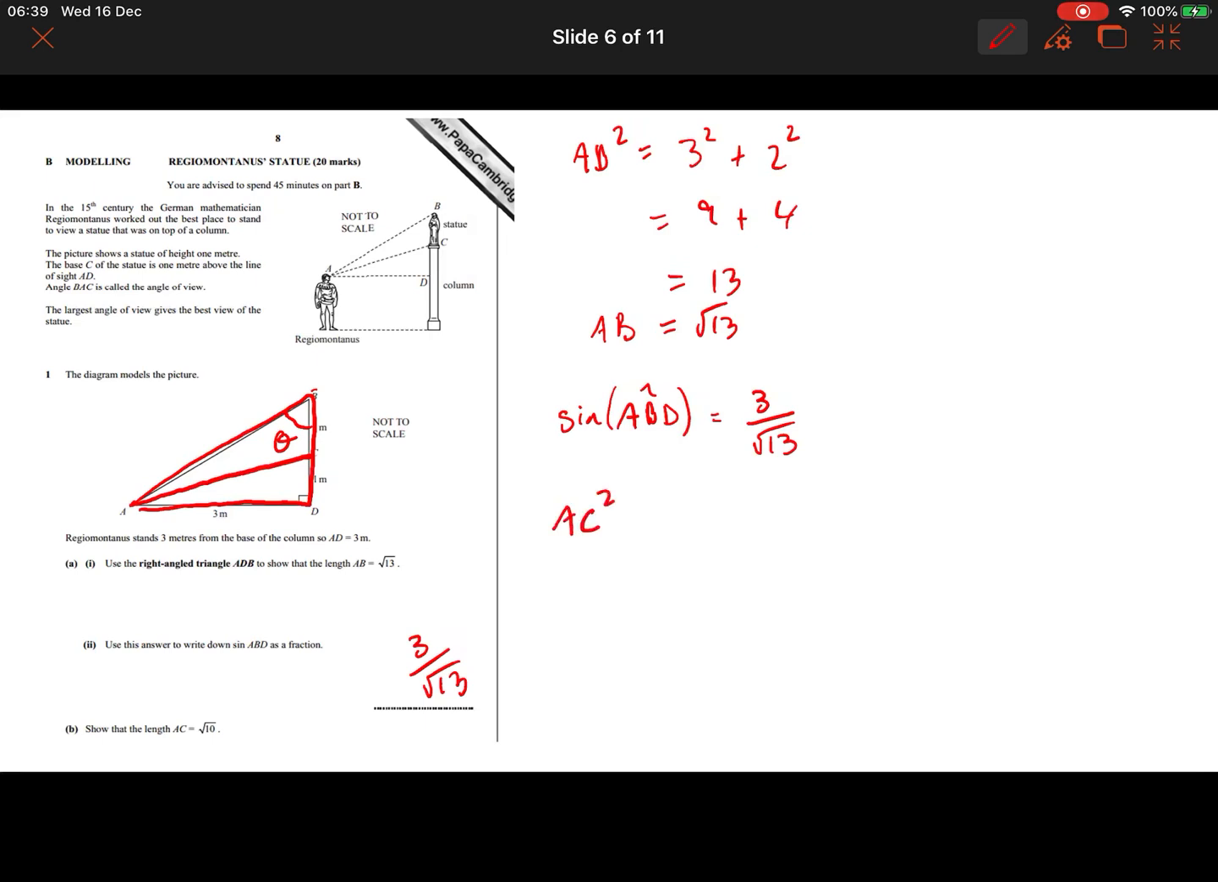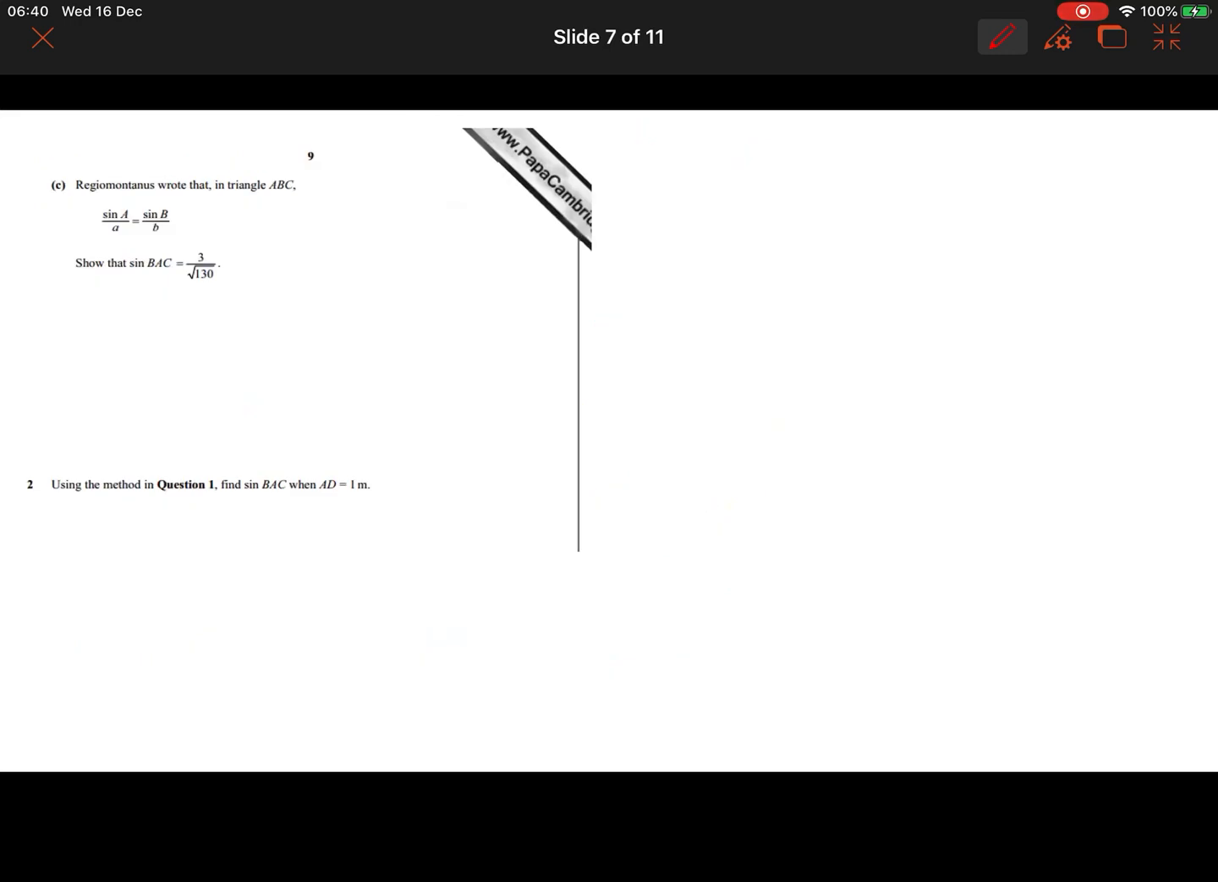Right, now show that the length AC, so AC is this one, is equal to root 10. Well, again, a bit of Pythagoras. AC squared equals 1 squared plus 3 squared equals 1 plus 9 equals 10. AC equals root 10. So that's root 13 there, root 10 there. Part 1 is very, very easy. You shouldn't be getting any of them wrong. So the key to being successful in paper 6 is just getting the easy stuff right and giving yourself time to then focus on the difficult.